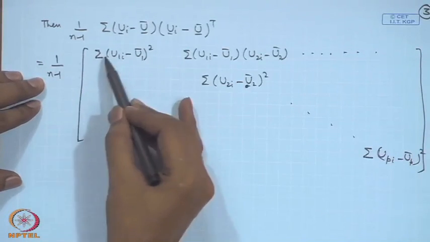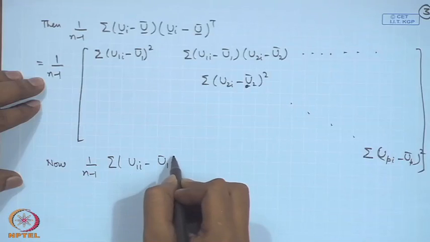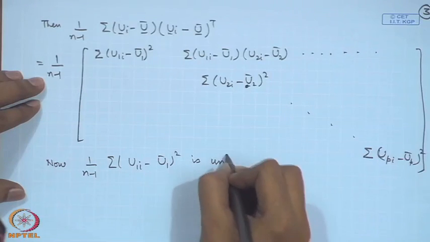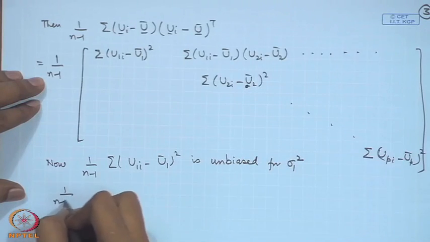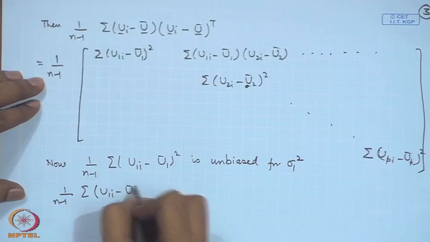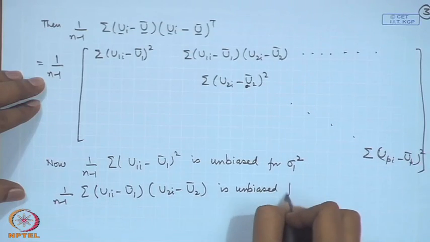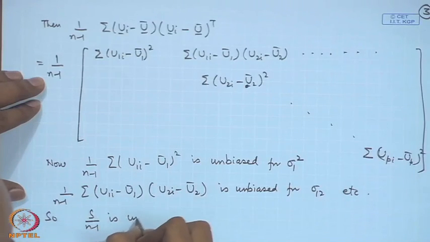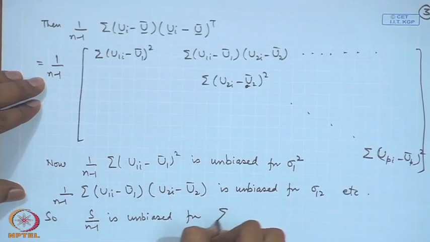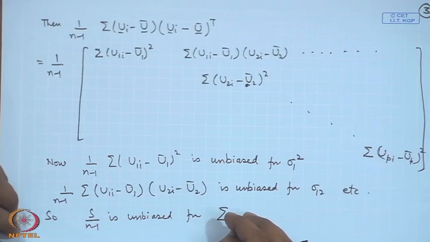Now, you can see that 1 by n minus 1 sigma (U1i minus U1 bar) square is unbiased for sigma 1 square and so on. 1 by n minus 1 sigma (U1i minus U1 bar) into (U2i minus U2 bar) is unbiased for sigma 12, etcetera. So, S by n minus 1 is unbiased for sigma. So, we are able to consider the unbiased estimation for mu and sigma.